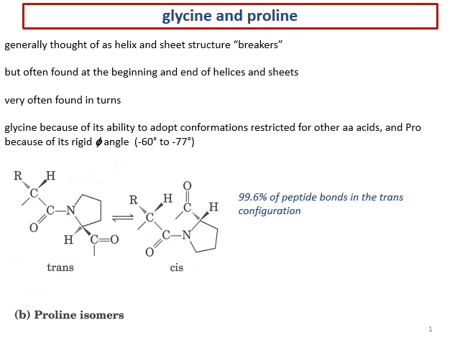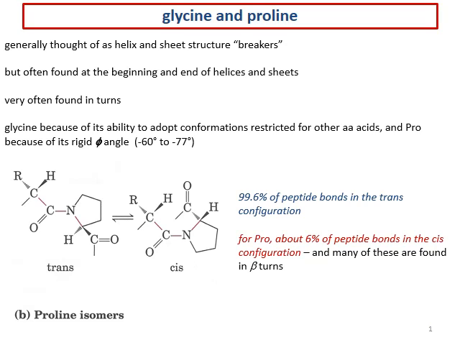So if we look at proline and its isomers, we see that it can exist in the trans configuration and in the cis configuration. Again, this is referring to the presence of that carbonyl, either in trans to the nitrogen atom in the ring, or in cis to it. Remember, 99.6% of peptide bonds for proline are in the trans conformation, and about 6% of peptide bonds in the cis configuration, and many of these are found in beta turns.